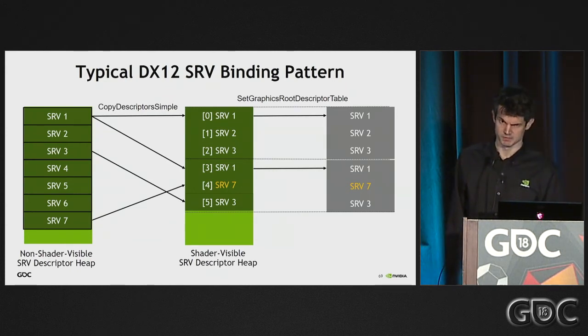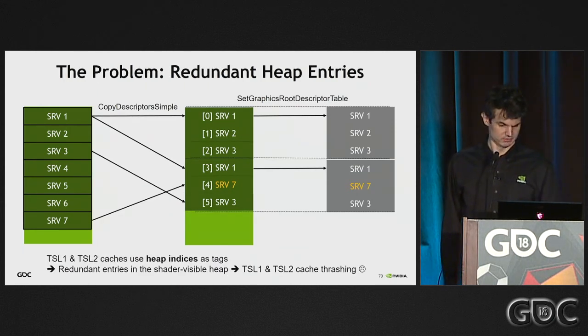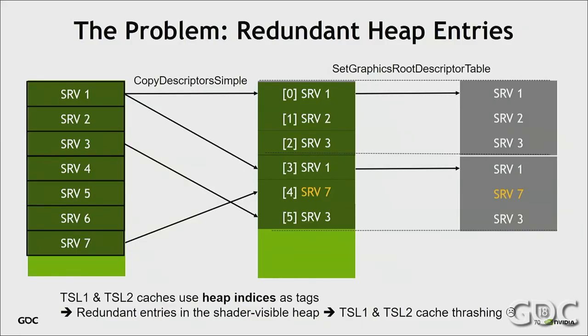And the main issue with doing this, although it is very simple, is that it is causing the texture state caches to thrash. The reason for this is that our texture state caches are using the indices of the SRVs into this heap as tags, but they are not using the SRVs themselves as tags. So in this case, the caches don't realize that SRV1 is repeated twice. So there will be entries that are wasted in the cache.